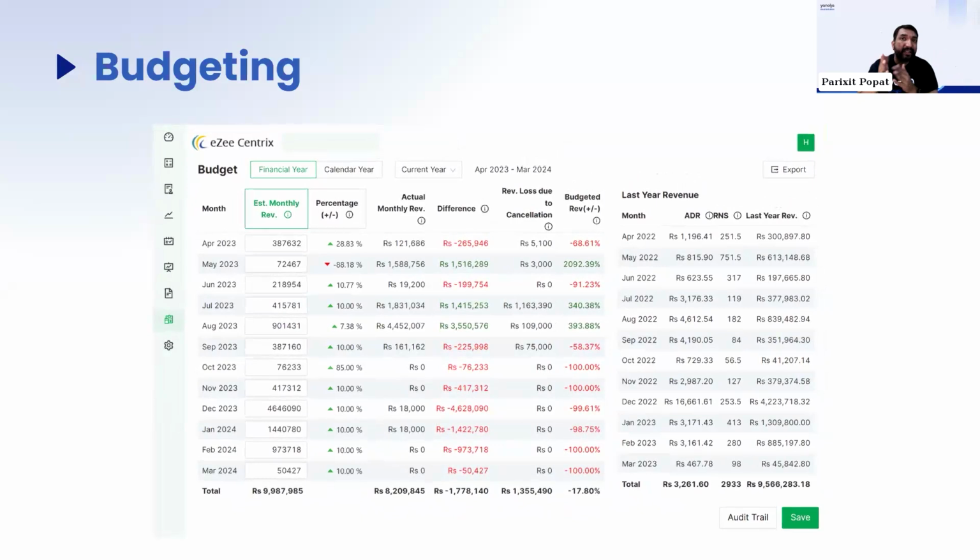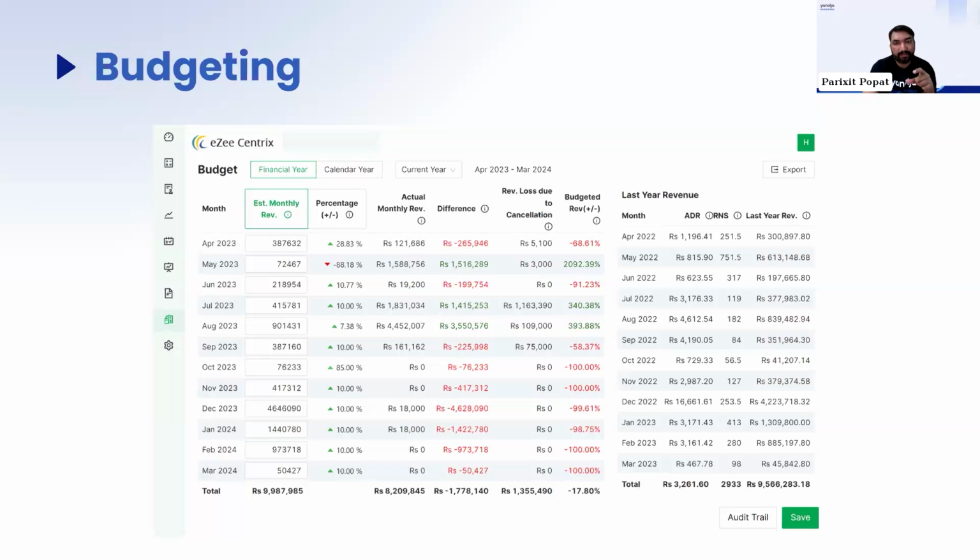If you have any property that is using EasyCentrics, not EasyMint, my bad, for over a year, we have your last year's data. To it, we add 10%, because that is the minimum basic that we feel you will be attaining as a hotelier. And your this year's estimated revenue target is ready. You can make changes to it before the month starts.